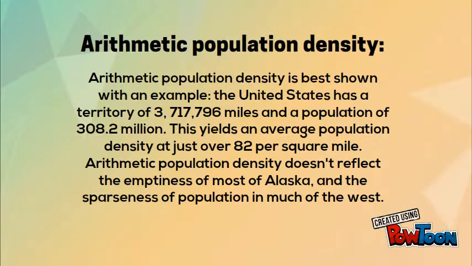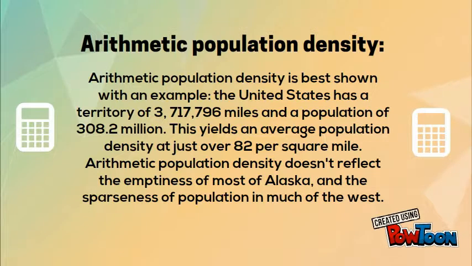Arithmetic population density is best shown with an example. The United States, with its territory and population, yields an average population density at just over 82 per square mile. Arithmetic population density doesn't reflect the emptiness of most of Alaska and the sparseness of population in much of the West.